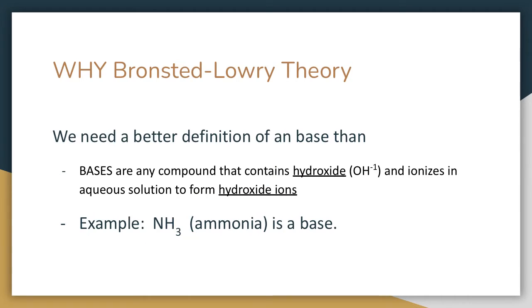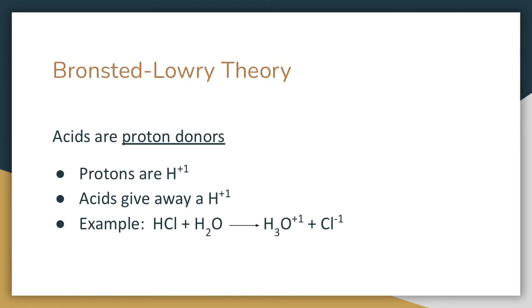Remember, ammonia is one of those bases that I want you to know on sight, a weak base, and there's no hydroxide in there, there's no OH in there. So how could ammonia be a base according to our old theories with Arrhenius? Well, this is where we move into the Bronsted-Lowry theory, a better theory for how we're going to classify acids and bases.